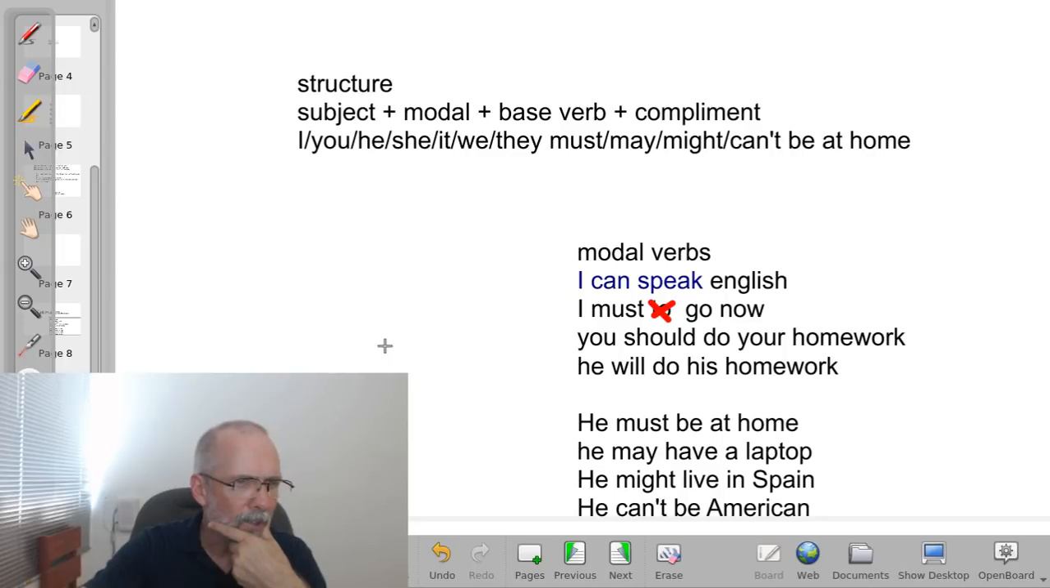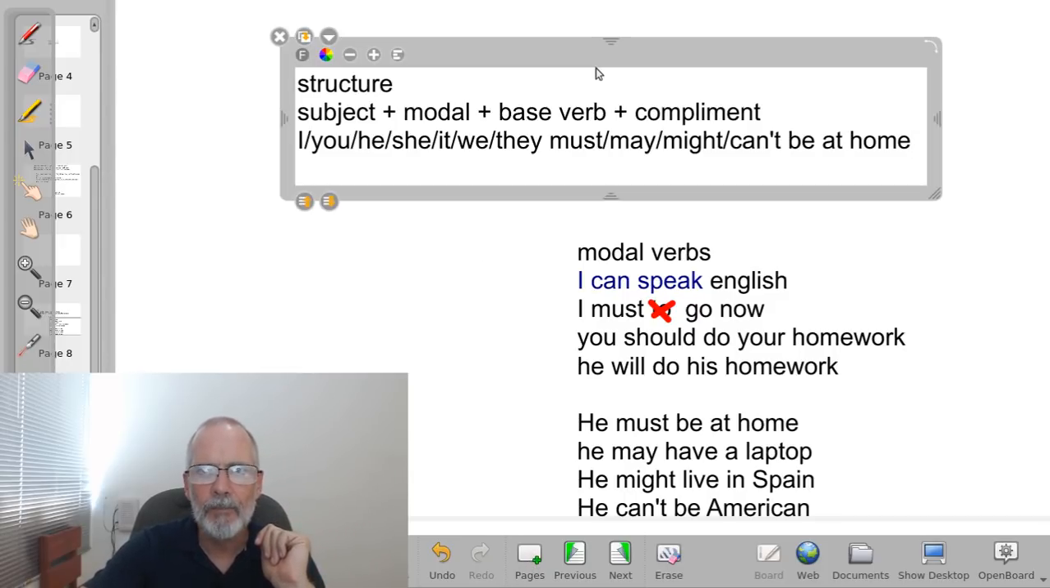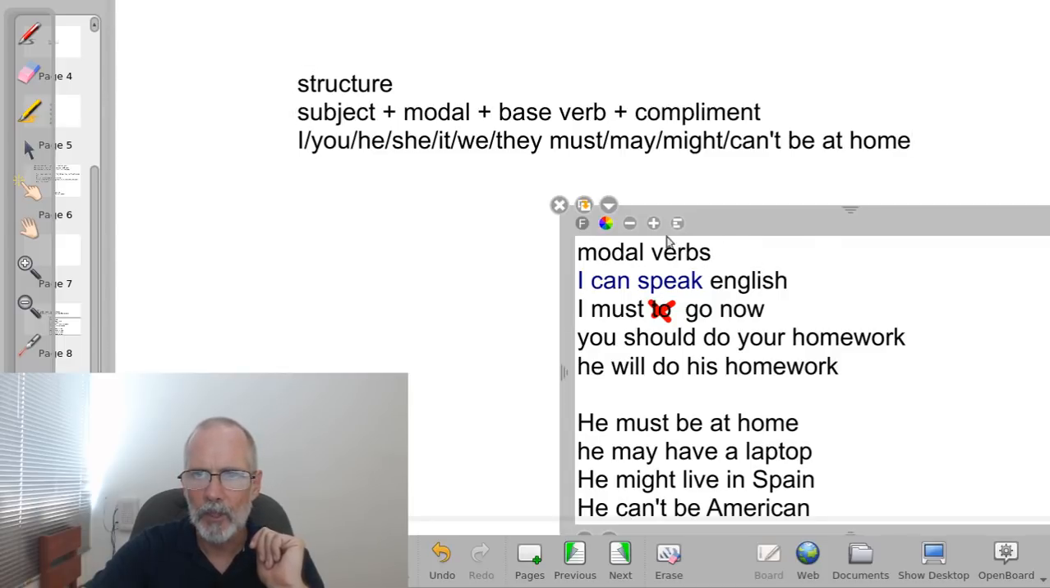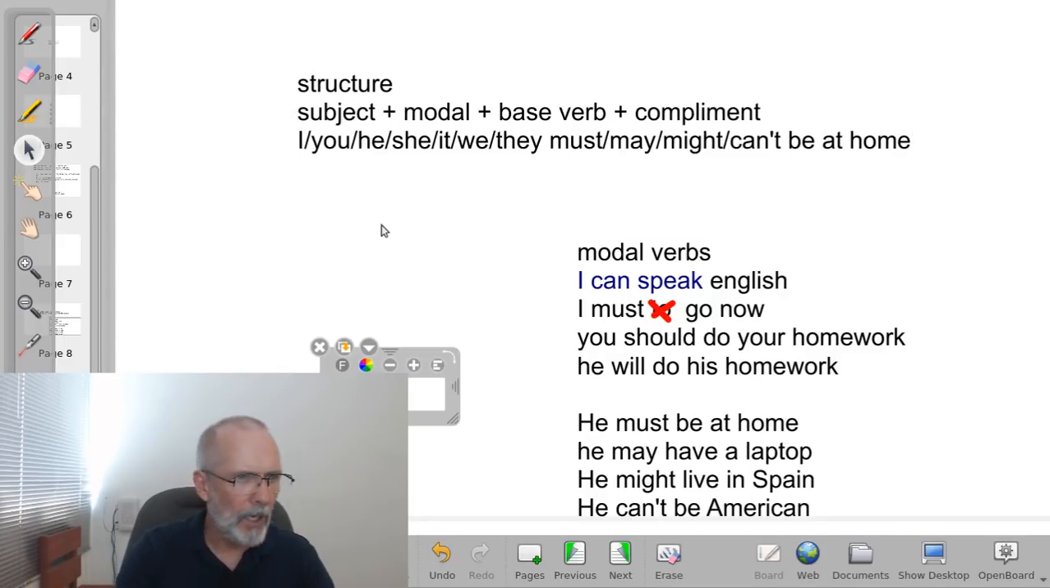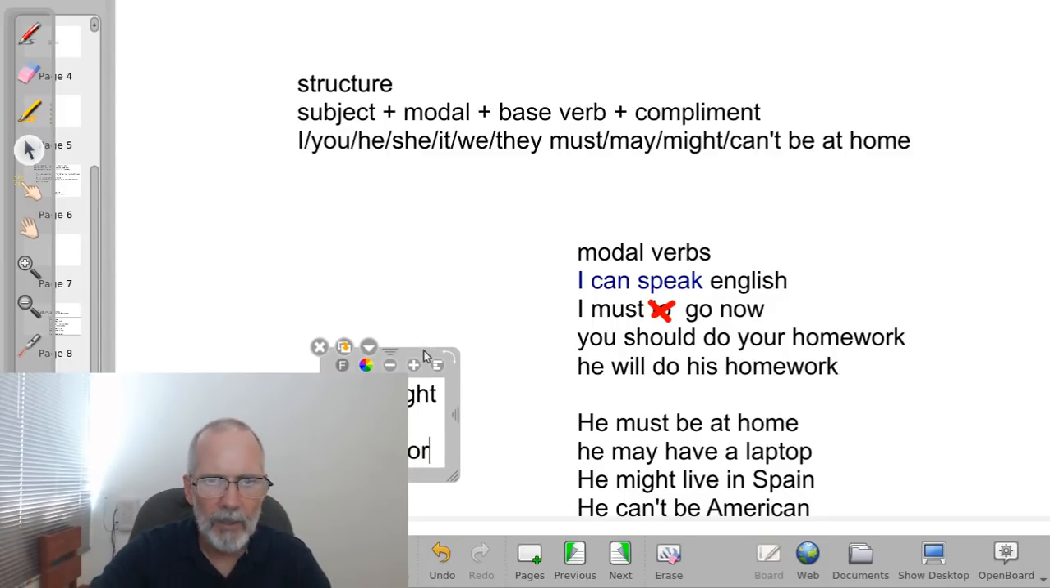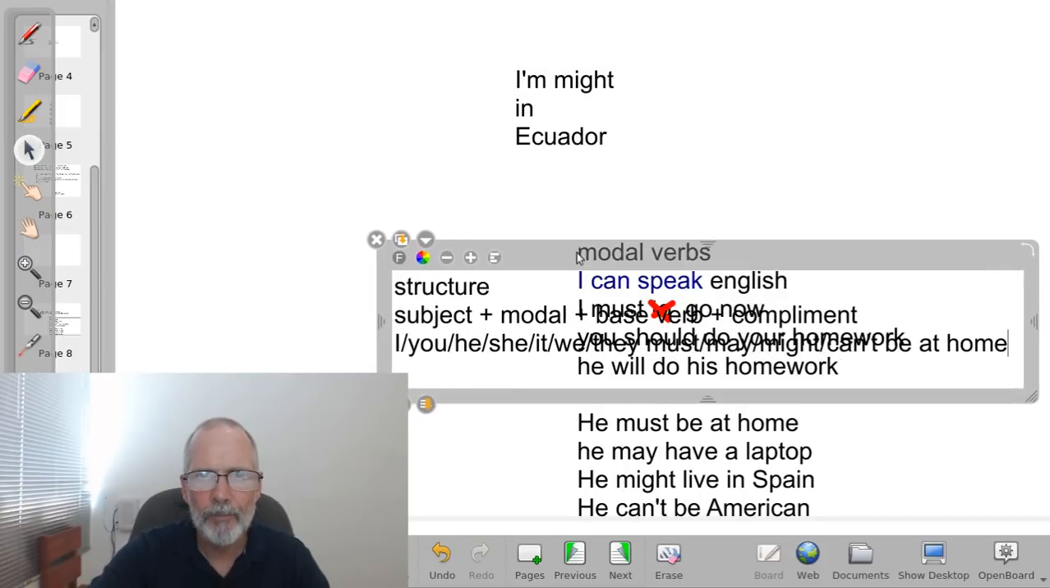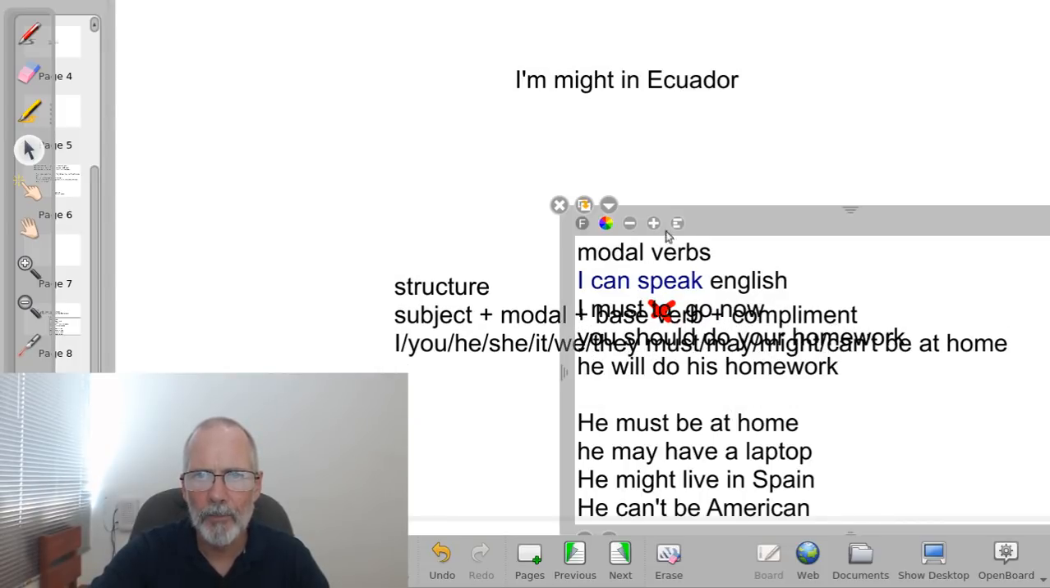Very good. Let me just check the chat for a minute. I might be in Ecuador. So Stalin has put up there a sentence which has a mistake in it. Let's put what he's written here. He's put, I'm might in Ecuador. So who can tell me the problem with this?